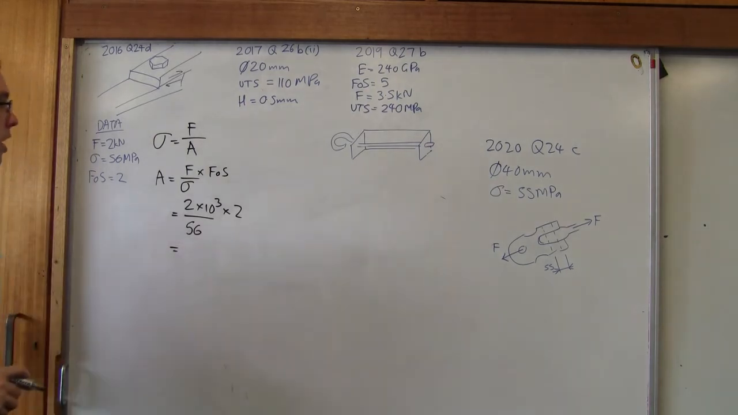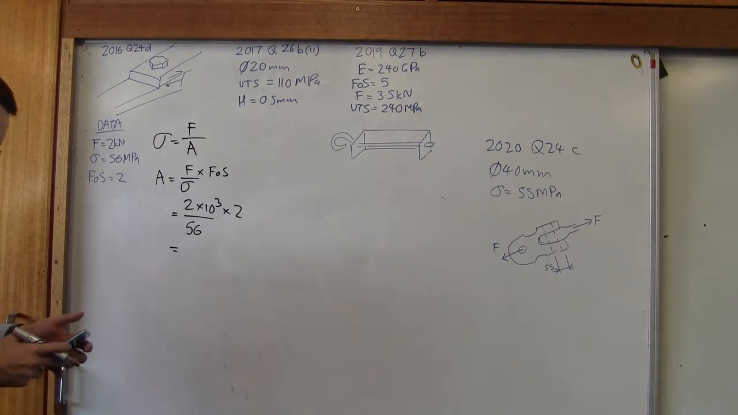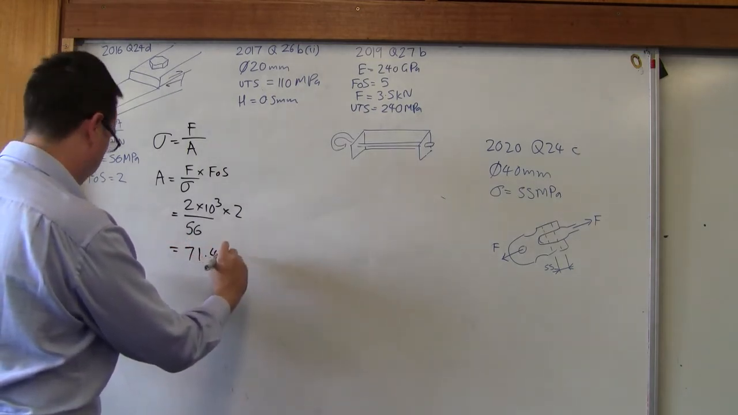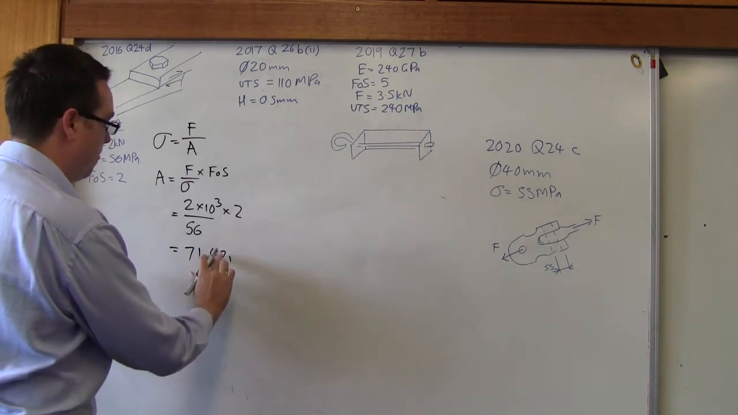So what we're going to have is 4,000 divided by 56. Again, I used to have a good calculator, but now I don't. 4,000 divided by 56 equals 71.43 millimeters squared.